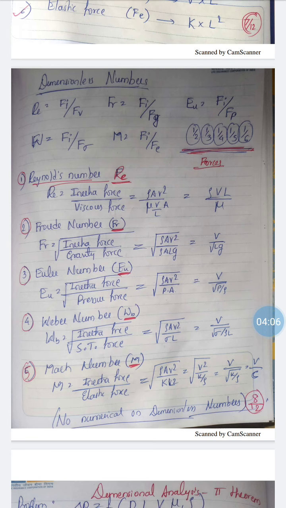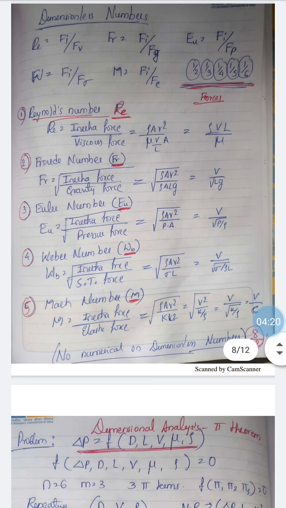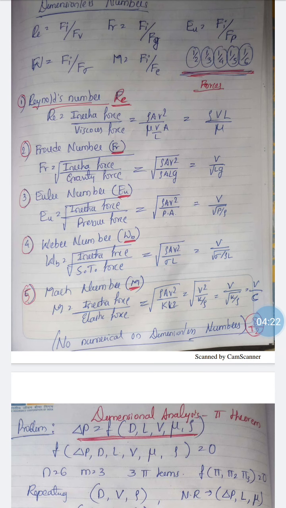It is just a shortcut to remember them. There is no other particular relation. Next, Euler number is the ratio of inertia to pressure force. So, under root rho A V square by P into A, you will get V divided by root of P by rho. For the second one, you will get V by root of Lg. Similarly, Weber number is inertia to surface tension force, V by root of sigma by rho L.